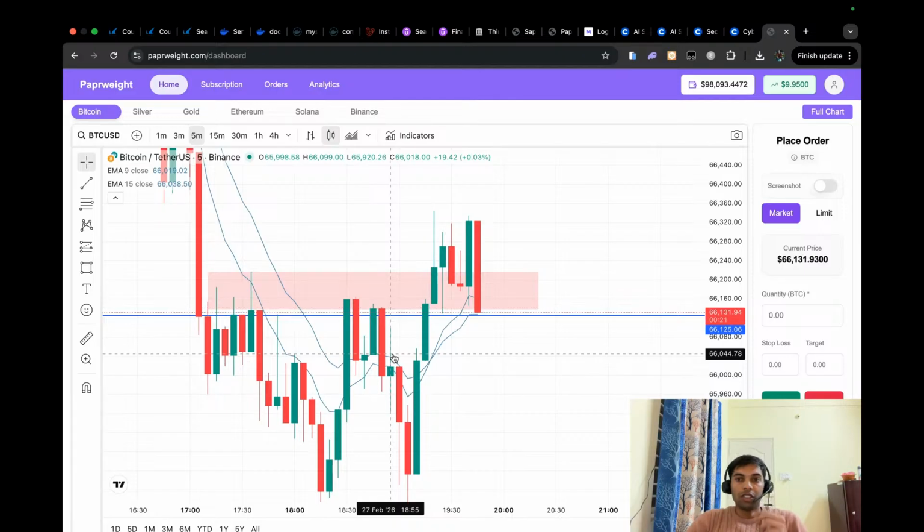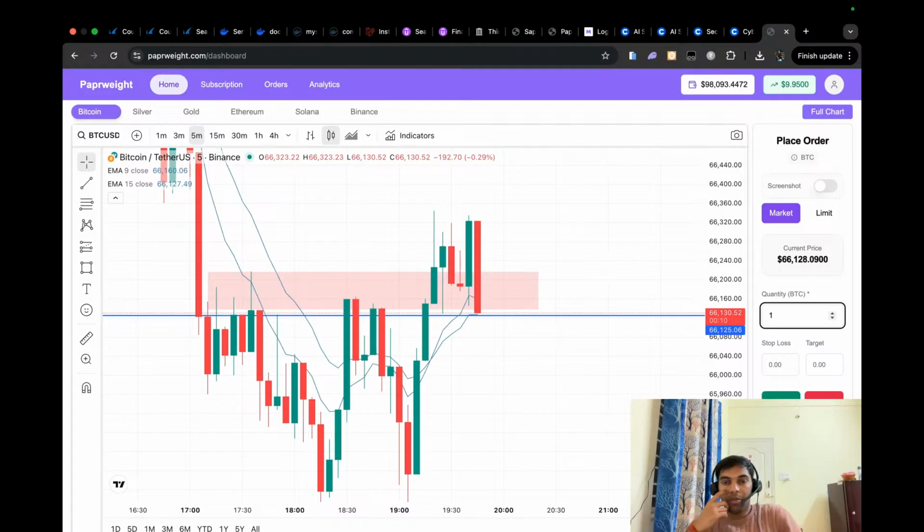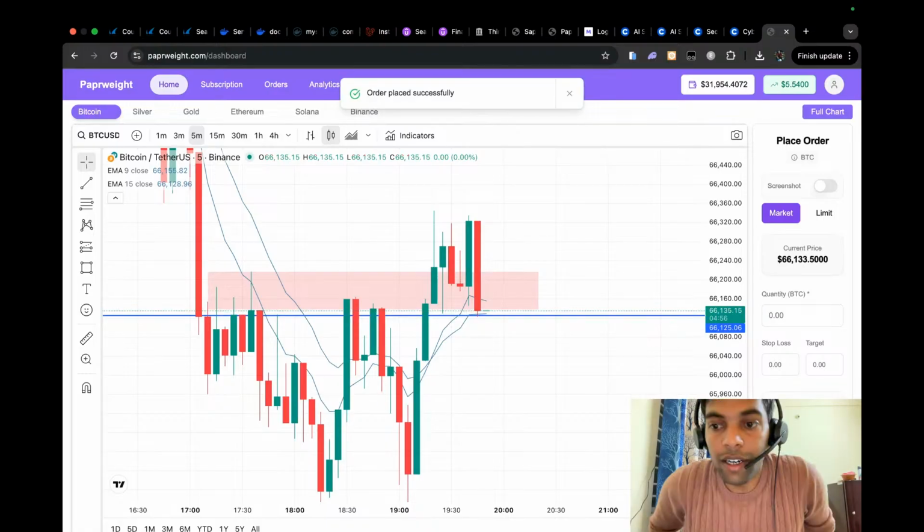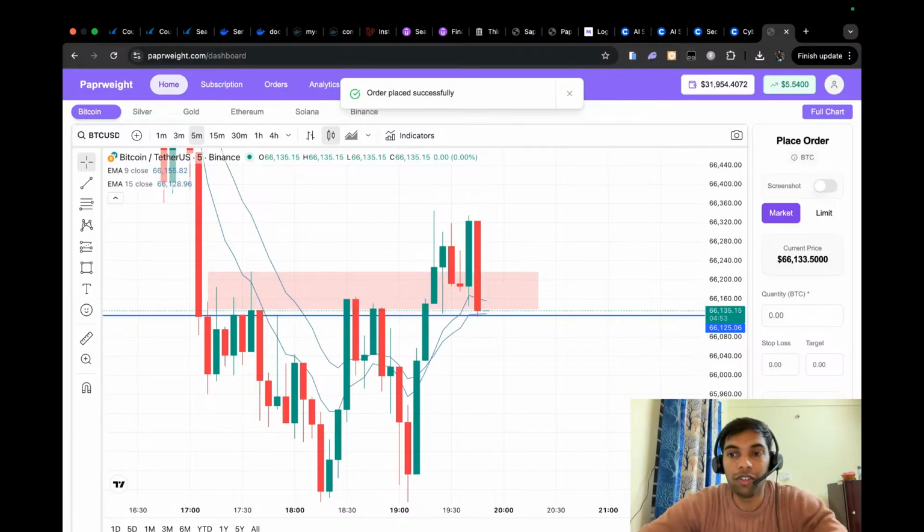So the closing of this candle is quite good. In 20 seconds the candle is going to close, and I am ready with my selling order. 6 more seconds. Yeah, this is quite good. I have punched my trade on the selling side with one BTC.